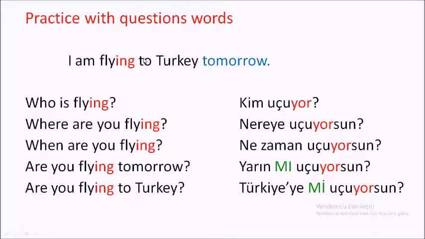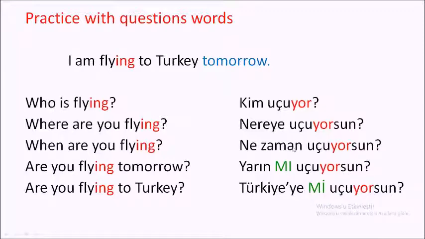Okay, now let's see here on the left you see English question words for this sentence, and on the right you see Turkish questions. Kim uçuyor? Nereye uçuyorsun? Ne zaman uçuyorsun? Yarın mı uçuyorsun? Türkiye'ye mi uçuyorsun?